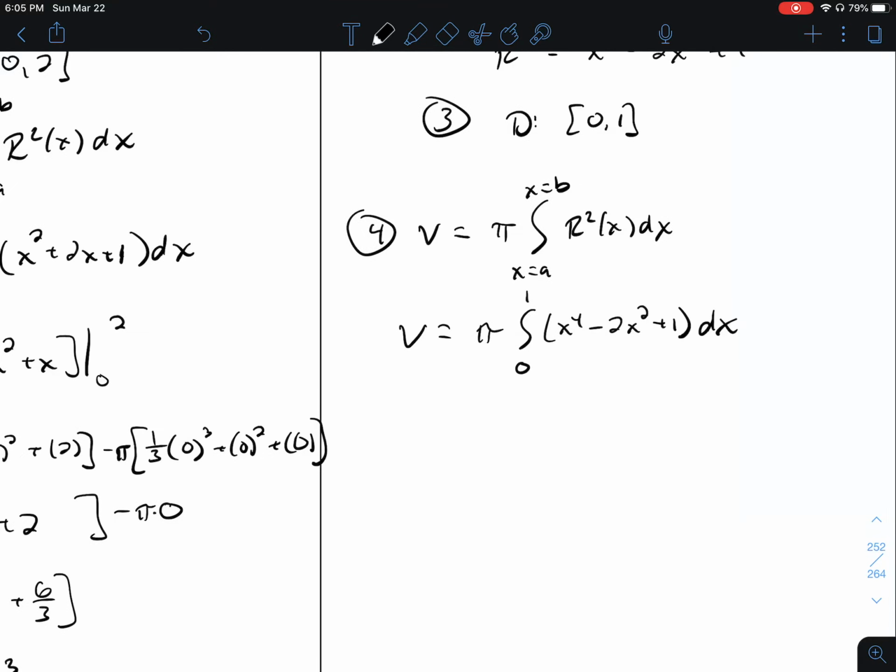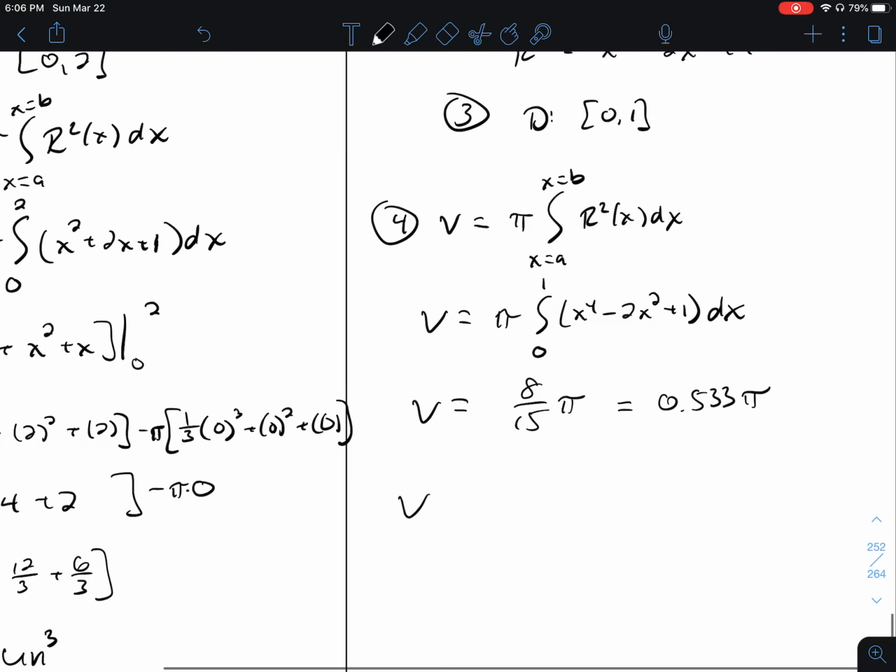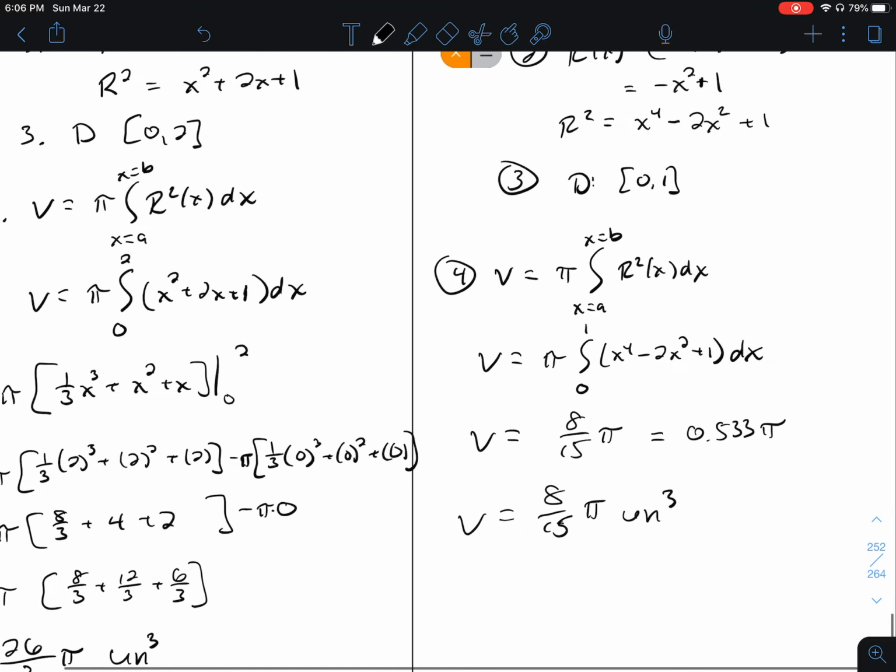Now, if you use your calculator like it's asking you to, we can just leave this pi chill here, and we can say the volume is going to be, I got 8/15 pi, or perhaps you got 0.533 pi. I'm going to leave it as 8/15. And this is cubic units.